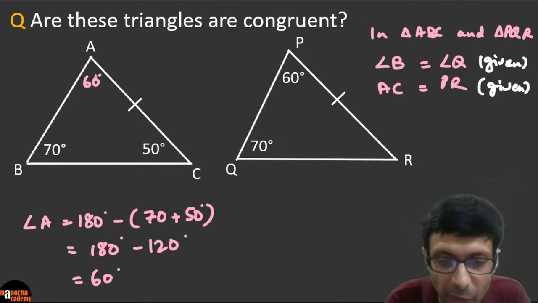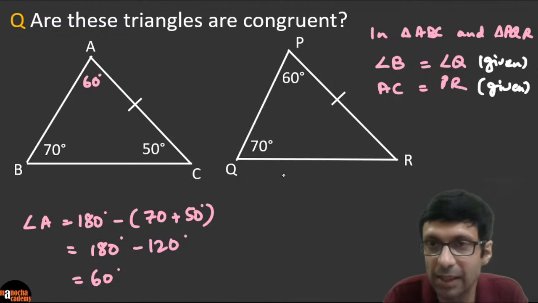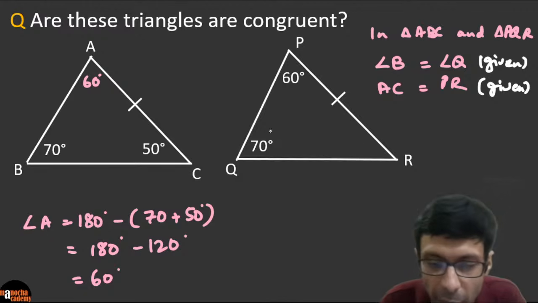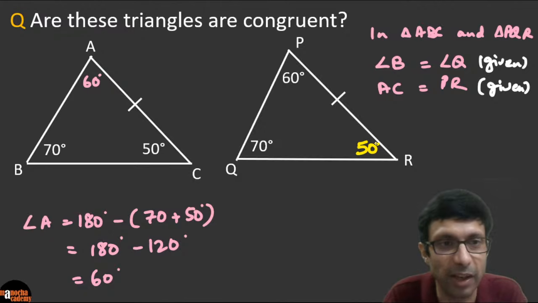So let's put that in. We've calculated that. In the same way we calculate angle R. What is that going to be? 180 minus (70 plus 30), so 180 minus 130. So this angle is going to be 50 degrees. Do you guys agree? So this angle is going to be 50.